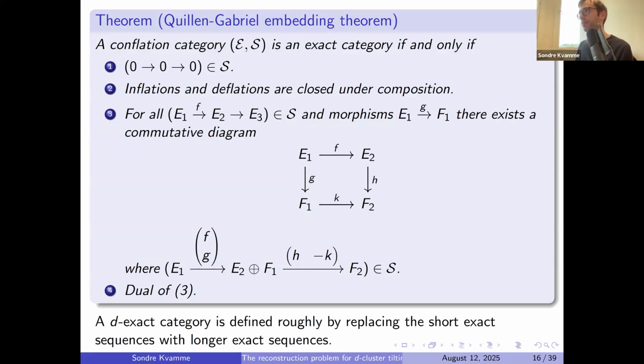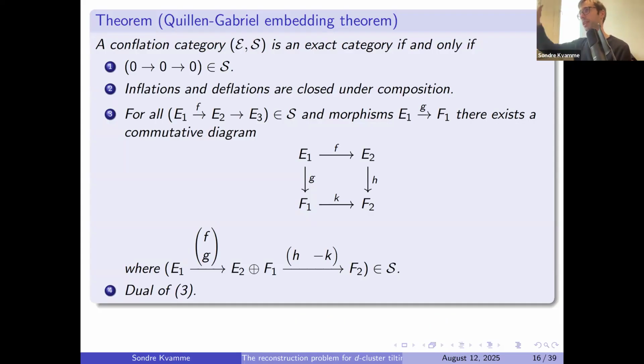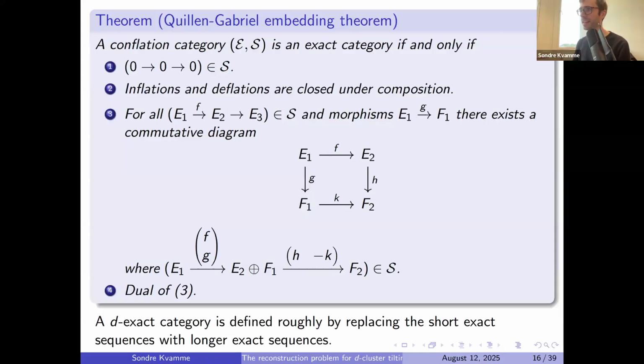So it turns out that with these axioms, you can show that this conflation category, or this exact category, is actually an extension closed subcategory of an abelian category. And this is called the Gabriel-Quillen embedding theorem, which is what I've stated at the top, the name of the theorem. So the idea in defining the exact category is to use the same characterization as here, but we replace each conflation by longer exact sequences.